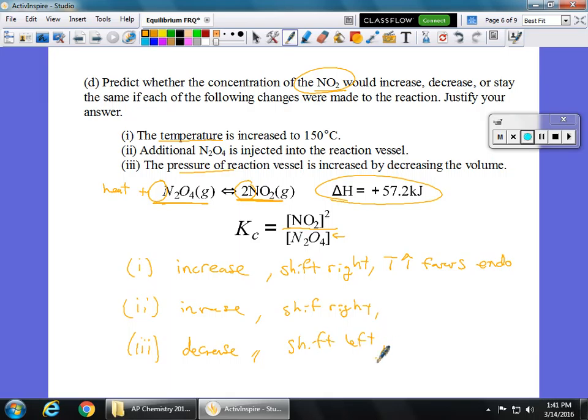And you want to say why it's going to shift to the left: it's going to shift because increasing pressure favors fewer moles of gas.